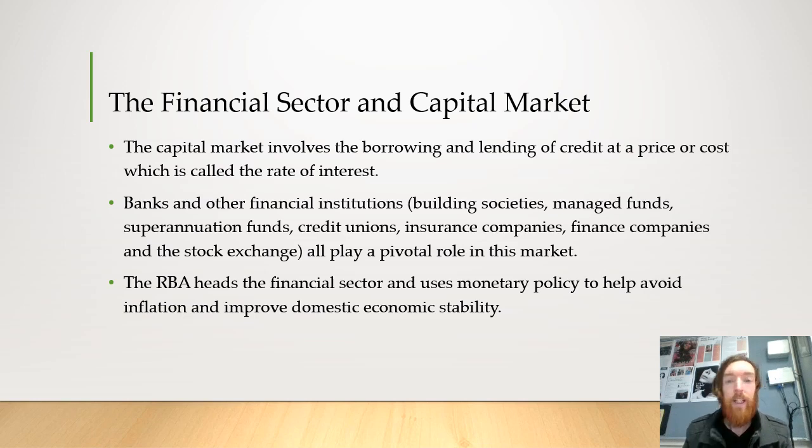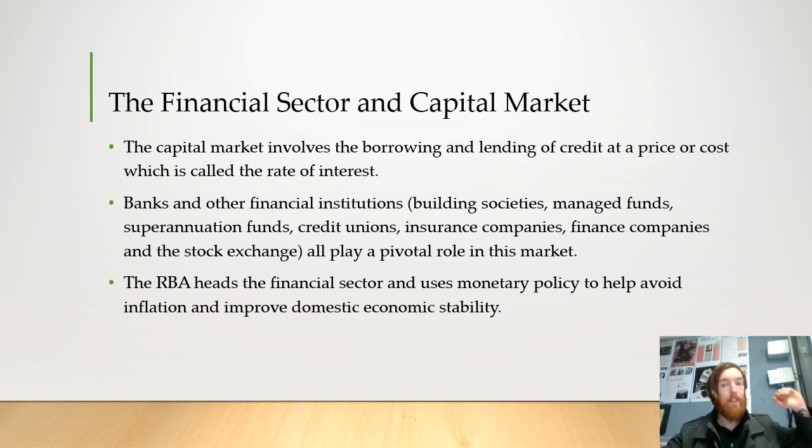Then we also look at the financial sector and capital market. So the capital market involves borrowing and lending of credit at a price or cost, which is called the rate of interest. And banks and other financial institutions, so building societies, managed funds, superannuation funds, credit unions, insurance companies, finance companies, and the stock exchange all play a pivotal role in this market. So the RBA heads up the financial sector and uses monetary policy to help avoid inflation and improve domestic economic stability. So often they believe that once you achieve the goal of inflation, it can help achieve the other two goals.